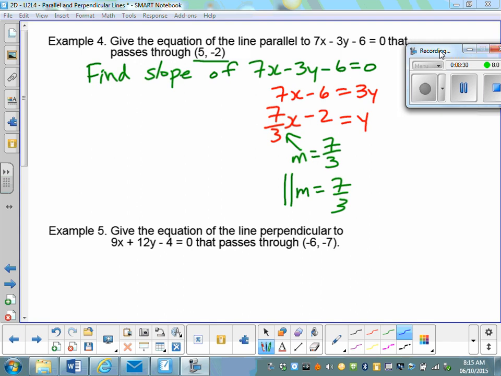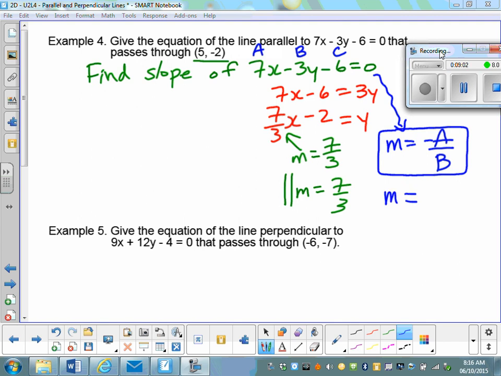Now I just want to show you the shortcut for finding the slope here as well. When the equation's in standard form, we've got ax plus by plus c equals 0. So our a is 7, our b is minus 3, our c is minus 6. I can find the slope of a line using this little formula here, which is m equals minus a over b. So if I use that here, a is 7, so minus a is going to be minus 7. B is minus 3, that's what's in front of the y. And you can see that I get the same slope if I do it that way compared to rearranging the equation. So that's always an option there when you want to do that.